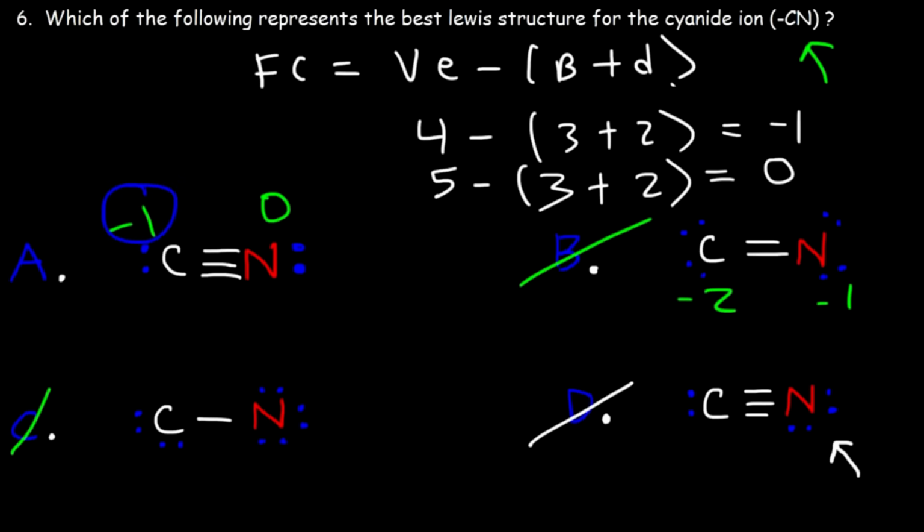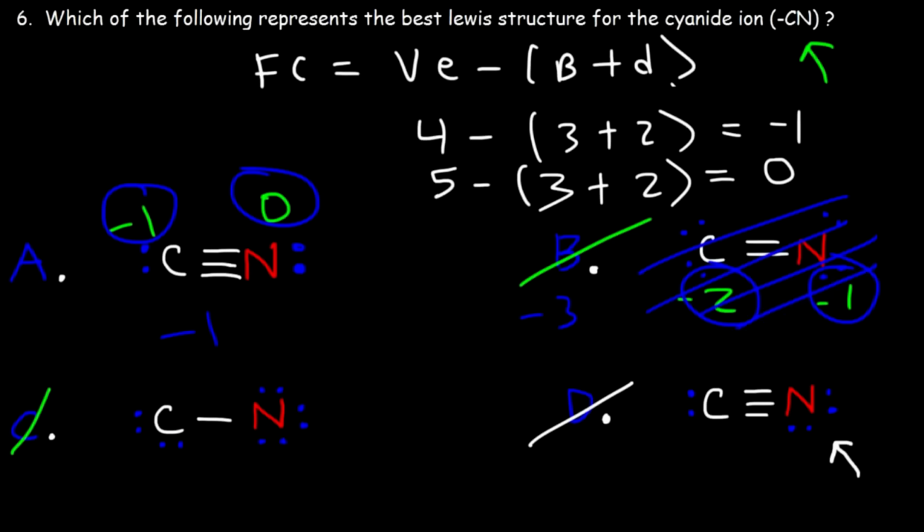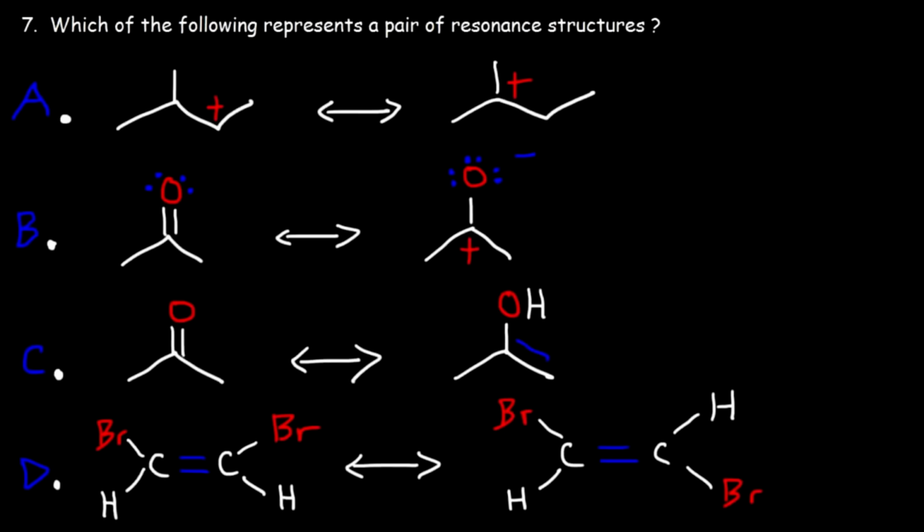If we add these charges, they add up to negative 1. If we add these 2 charges, they don't add to negative 1. So this is not the correct Lewis structure for cyanide. This is it.